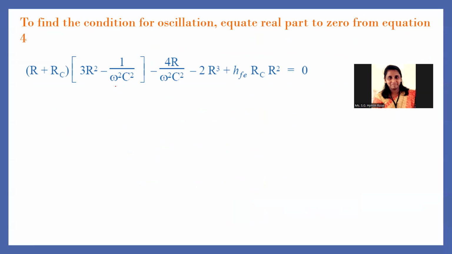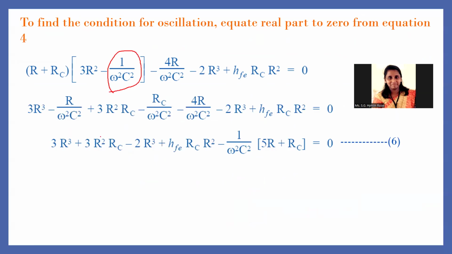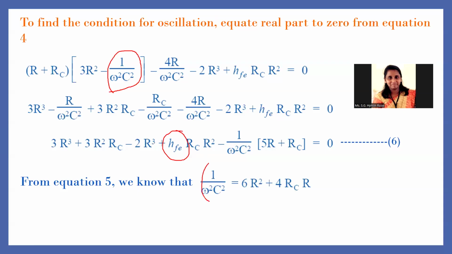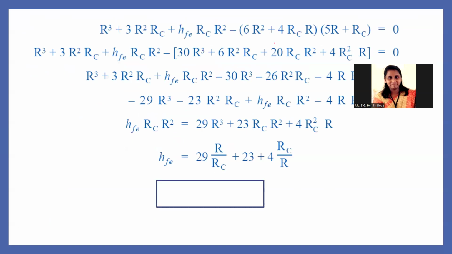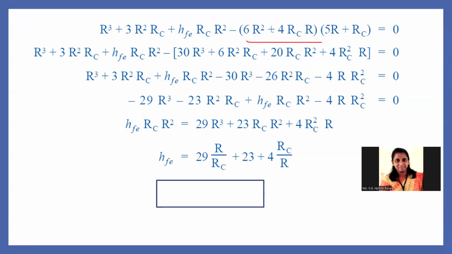And here in this 1 by omega square c square, you want to replace it by your frequency term later. So first you expand this and simplify it. We need to find the condition for oscillation, that means HFE we need to find. From 1 by omega square c square, you are going to substitute over here. If you substitute, you will be getting this 6 r square plus 4 rcr. Expand all the terms one by one, remove all the bracket terms and simplify it. You will be getting an equation like this.